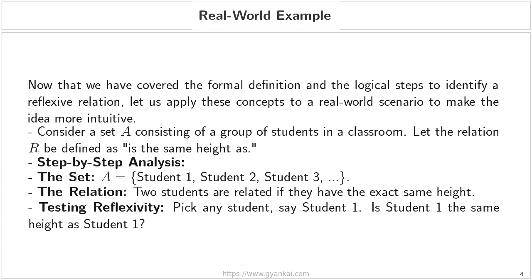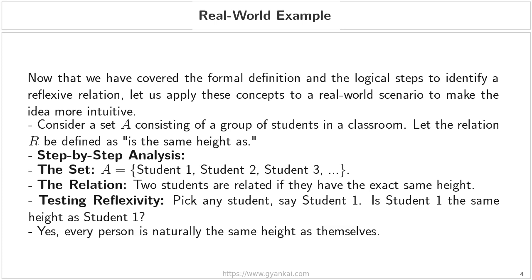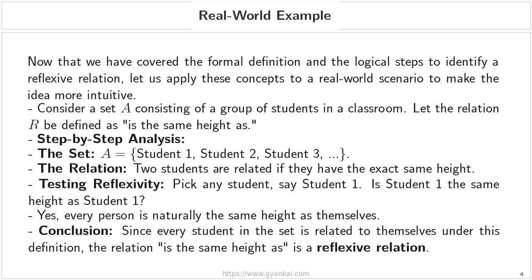As we learned in the previous slide, for a relation to be reflexive, every single element must be related to itself. So, let us pick any student from the set, for example, student 1. We then ask, is student 1 the same height as student 1? The answer is obviously yes, as every person is naturally the same height as themselves. Since this logic applies to every single student in the classroom without exception, every element in set A is related to itself. Therefore, we can conclude that the relation "is the same height as" is a reflexive relation.